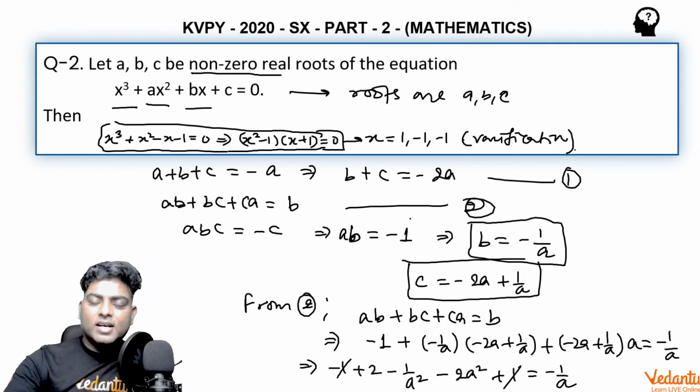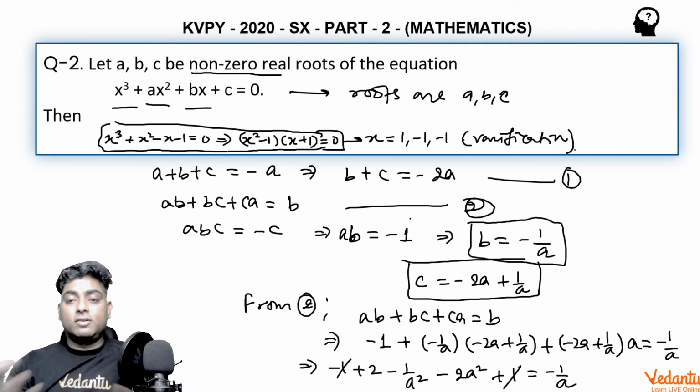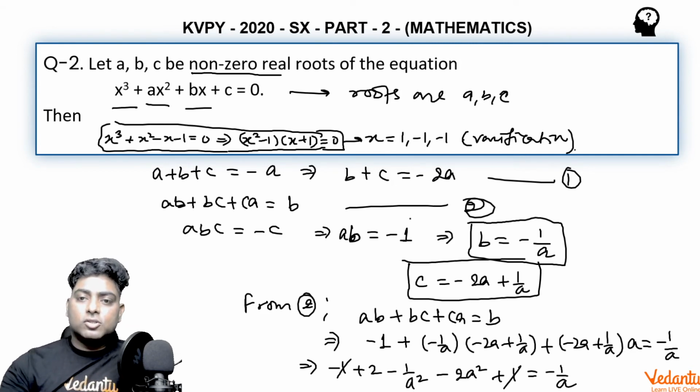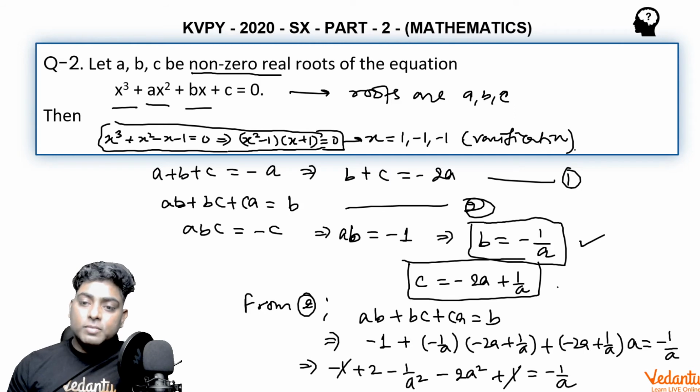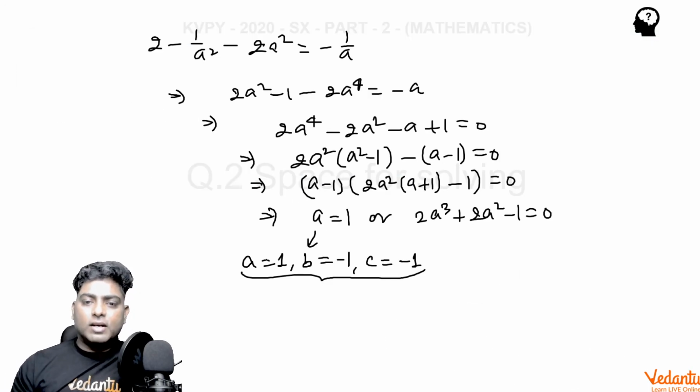I mean, the idea is to get the total number of real values of a, non-zero real values of a. So as b is minus 1 by a, corresponding to every value of a there will be a unique value of b, and a unique value of c. So the number of such triplets is actually the number of values of a. So we got the value of a as 1.